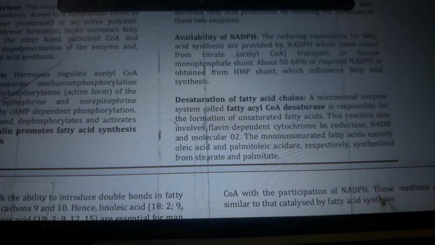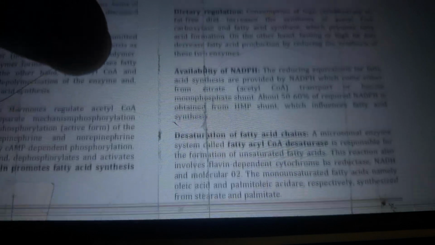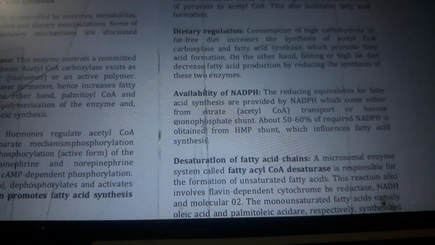And the dietary. Insulin stimulates tissue uptake of glucose and conversion of pyruvate to acetyl-CoA. This also facilitates fatty acid formation.